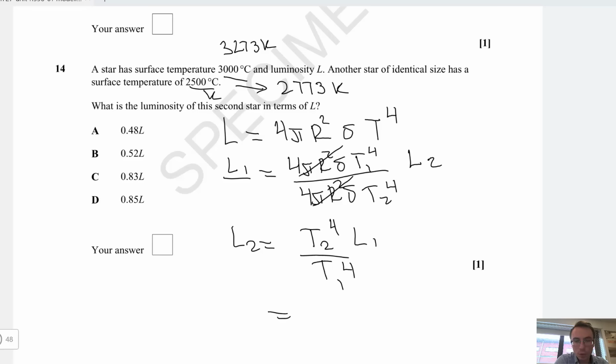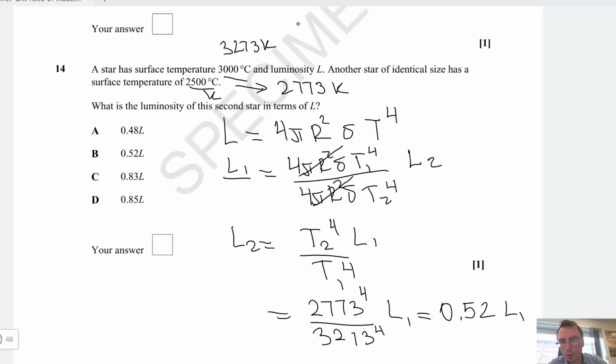Okay, now T2 was 2,500 plus 273, so that'll be 2,773 raised to the power of 4 over 3,273 raised to the power of 4. And this here will just give me an answer of around 0.515. Let's call it 0.52 L1. I've just called L1 to be L. Seems to me like the correct answer is B.